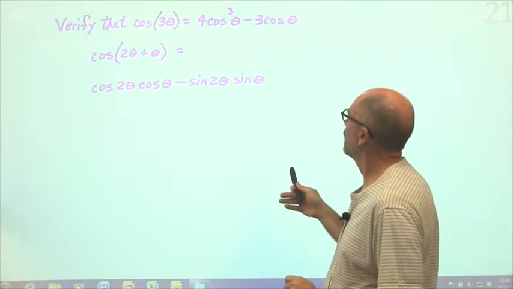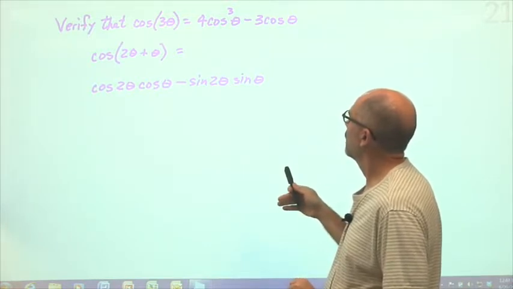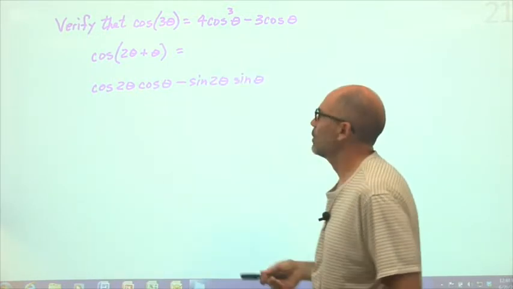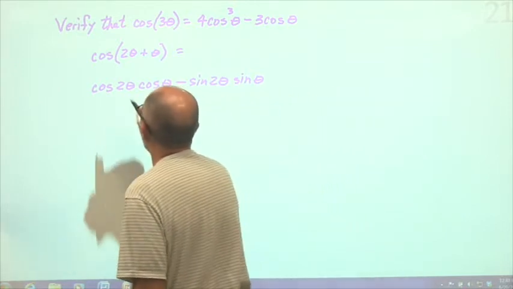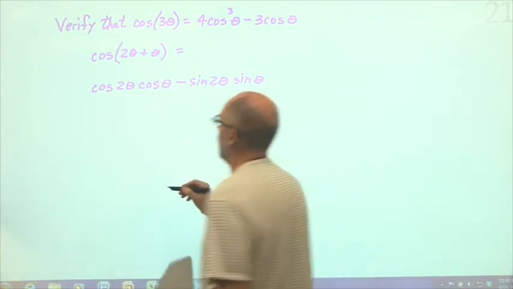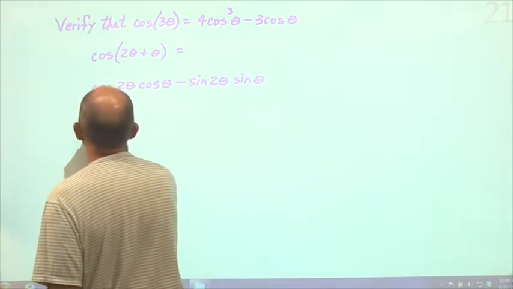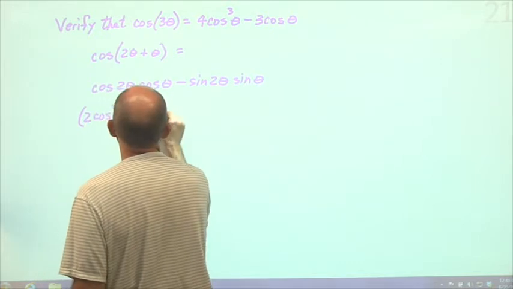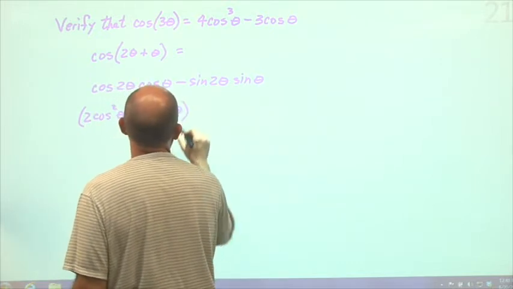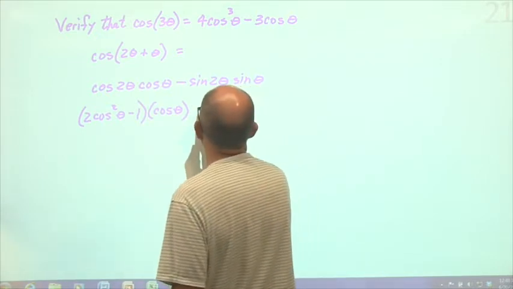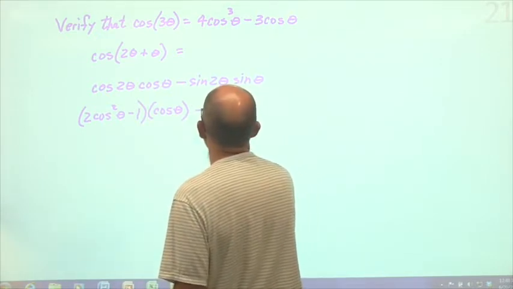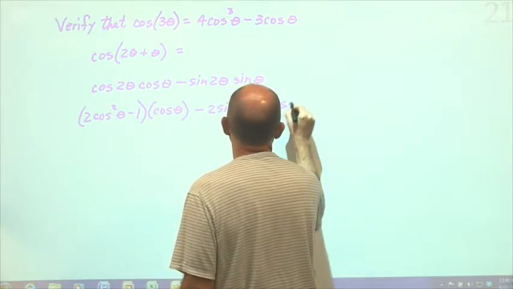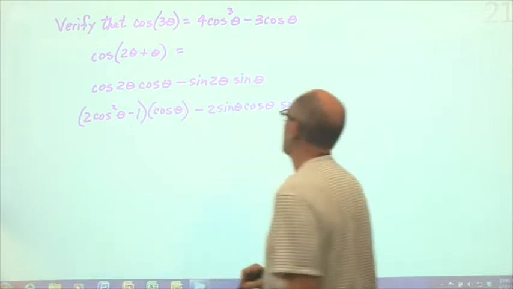Or do we? Let's see. Yeah, let's just keep it all cosine. But so what we want is 2 cosine squared minus 1. So 2 cosine squared minus 1 times cosine. Now sine 2 theta is 2 sine theta cosine theta times the other sine theta that's just hanging out.